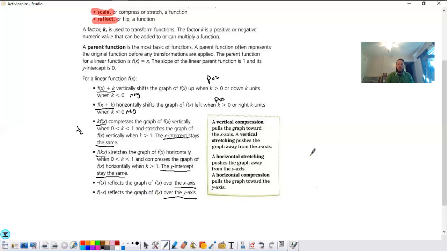So some things to notice are a vertical compression pulls the graph towards the x-axis. A vertical stretching pushes the graph away from the x-axis. A horizontal stretching pushes the graph away from the y-axis, and a horizontal compression pulls the graph towards the y-axis. So when we saw those words in there, that's what they're highlighting there.